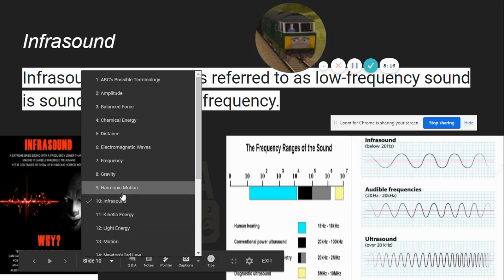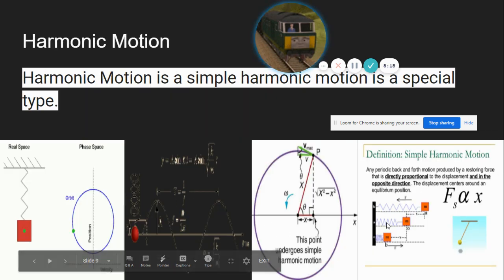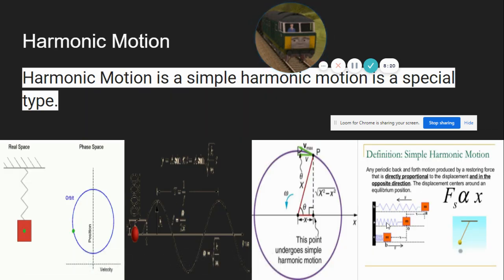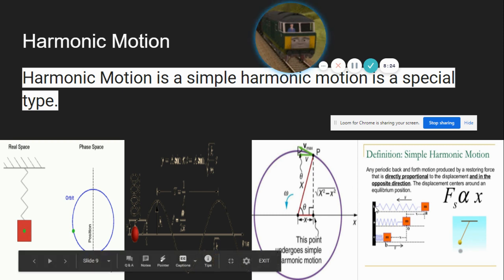Why do I keep pressing the wrong button? All right, if you guys have any questions about this page, just let me know. I'll be happy to answer you.